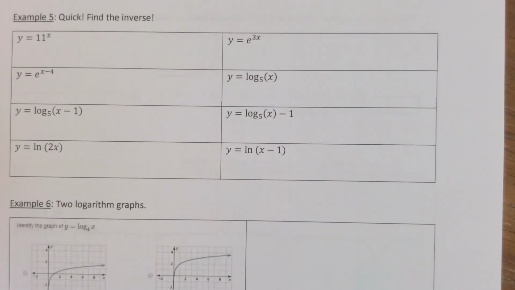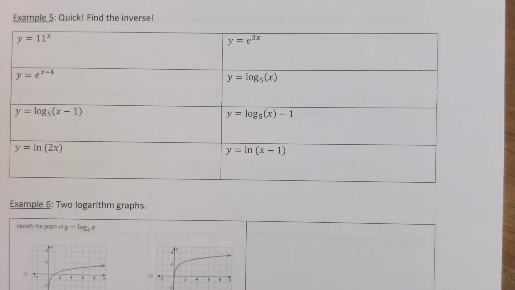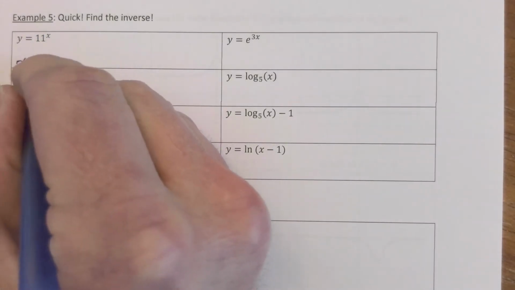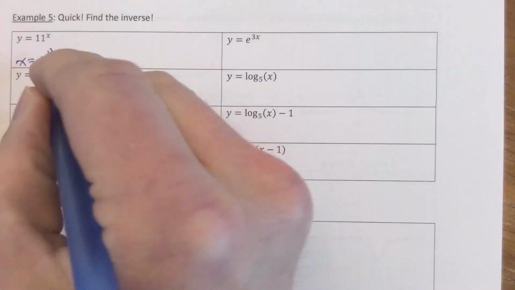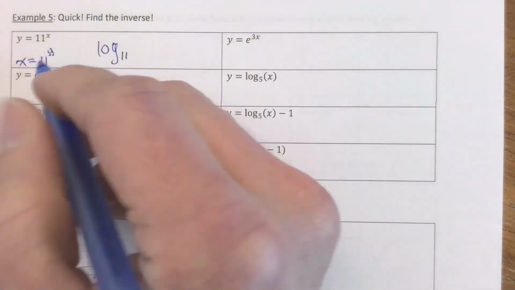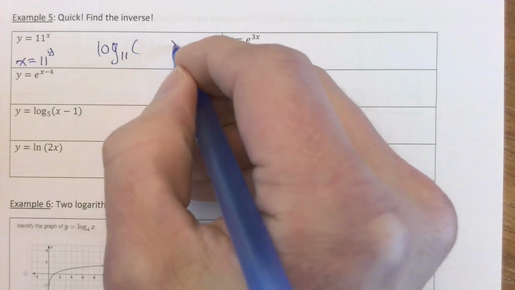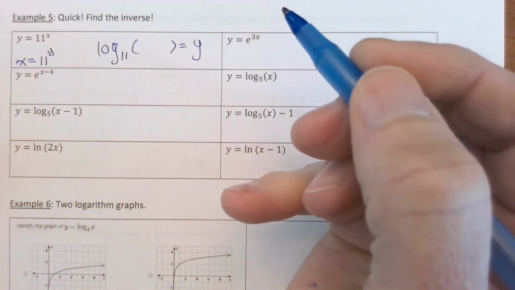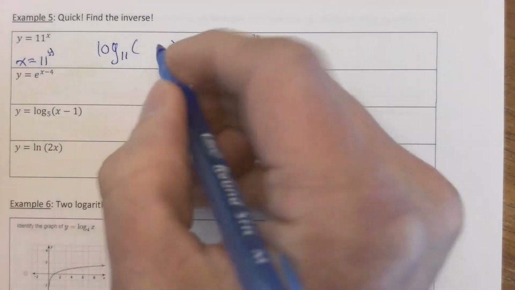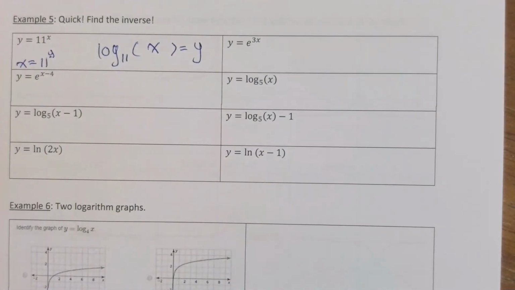Well, we don't have to do all of these, but these are supposed to be problems where you can quickly find the inverse. So one way to go about this, which is pretty fast, is just to trade places with x and y. Write something like x equals 11 to the y power. And then just remember, you've got a base. You've got an exponent, and exponents are logs. If 11 to the y power equals x, then the base 11 log of x equals y. Bam, you've got your inverse.